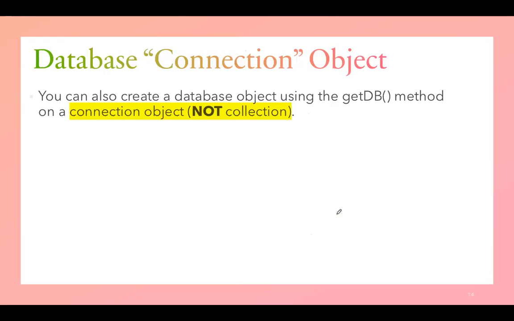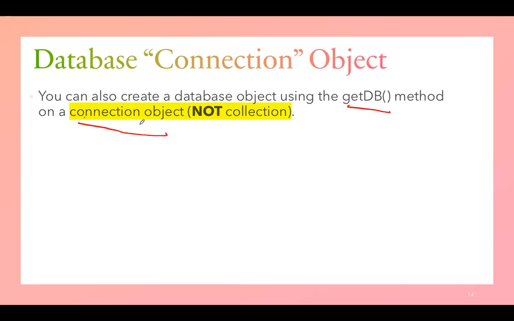So that was one way to connect to the database server, to the database. You just use the database name, and that will automatically create an object db. You use that object to do a whole lot of things. You can also create a database. So here is another way to do it. You can also create a database object using the getDB method. So this is another MongoDB specific method on a connection object.